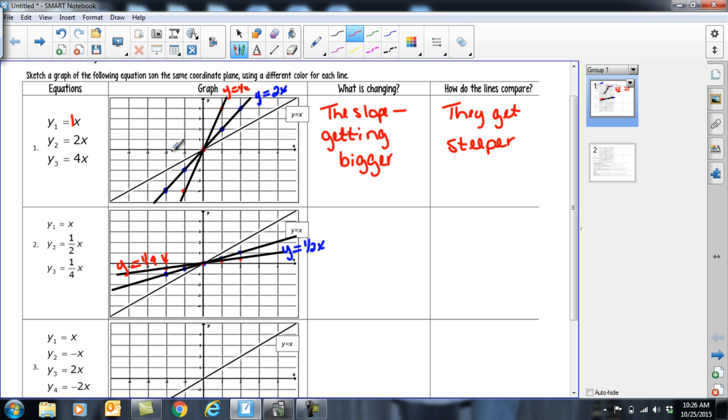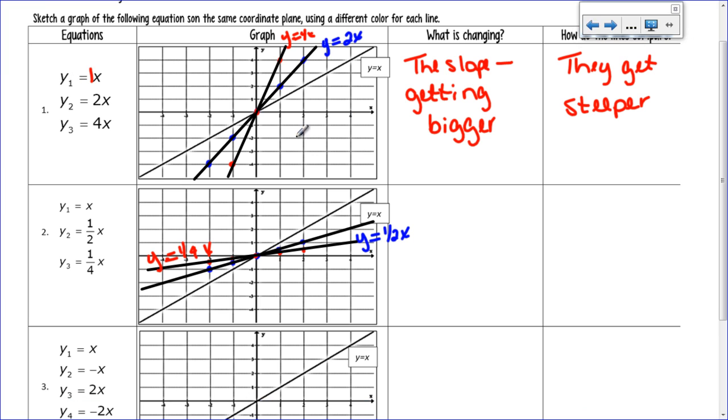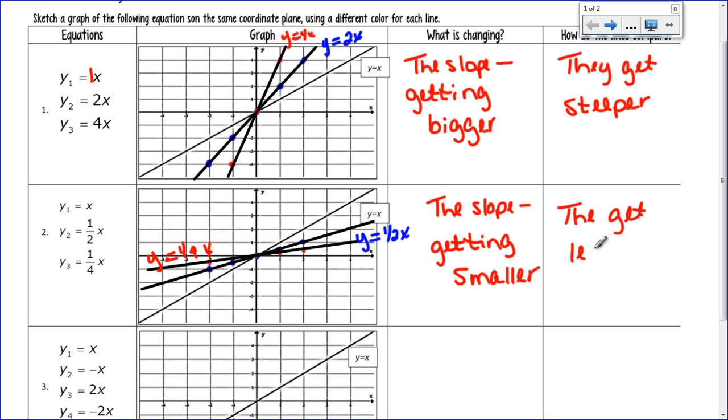And so now we're going to talk about, what do we notice? What did we see? What's changing? Well, again, the slope is what's changing, but this time the slope is getting smaller because I went from 1x to 1/2 x to 1/4 x. And so my slope got smaller, and as my slope got smaller, you see my line got less and less steep. They got more flat. This 1/4 x is definitely flatter than the y equals x, and so they got less steep or flatter, or more flat, however you want to say that.